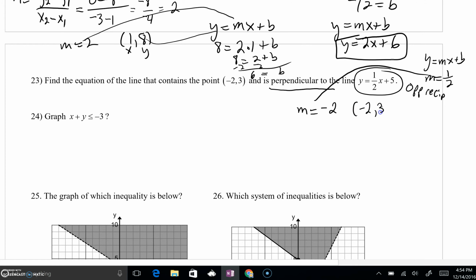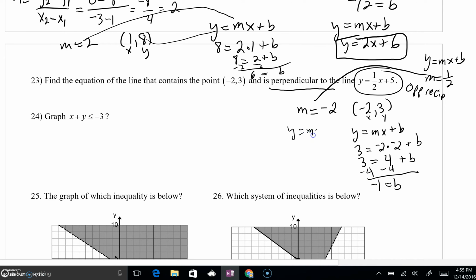We're also working with negative 2 comma 3. That's our point. Right now you can say y equals mx plus b. Your y is a 3. Your m is negative 2. Your x is also negative 2. Negative 2 times negative 2 is actually a 4. And then we subtract a 4. 3 minus 4 is negative 1. Your answer then is y equals mx plus b. You have y is equal to a negative 2x. Your b is negative 1. So you get negative 2x minus 1.